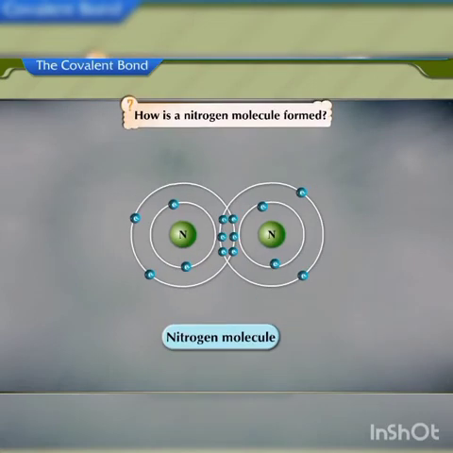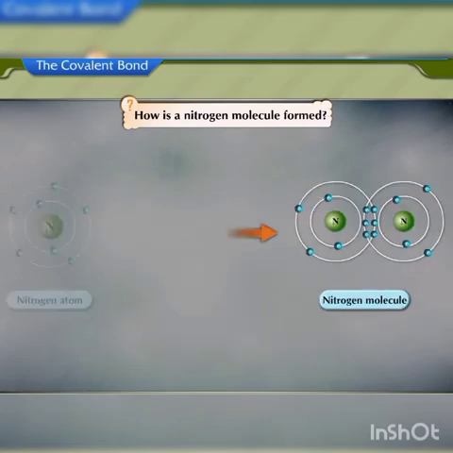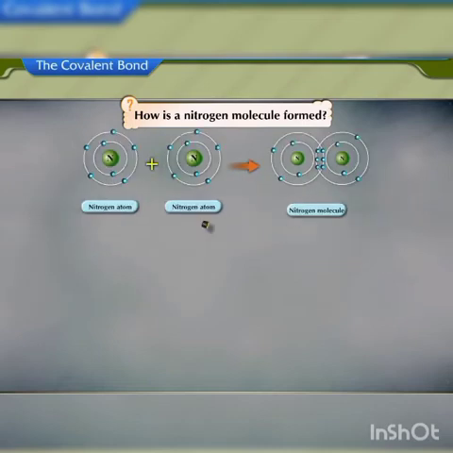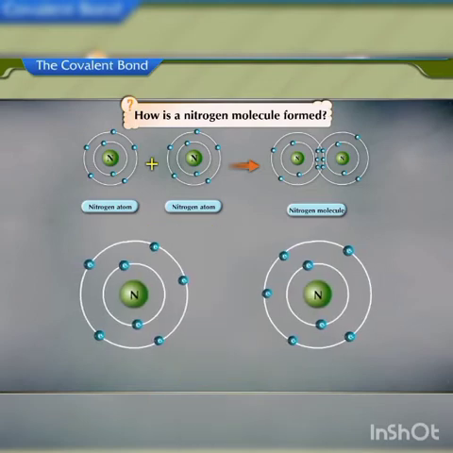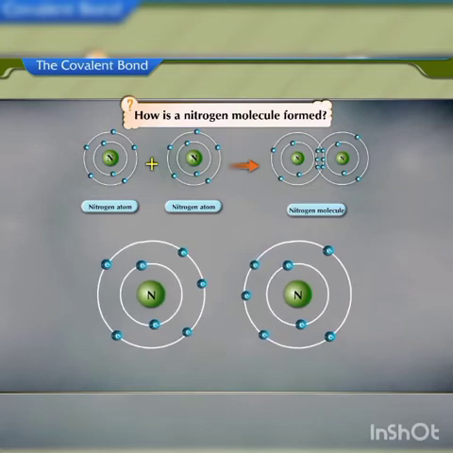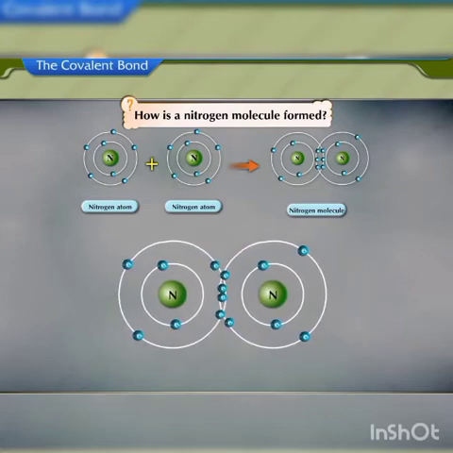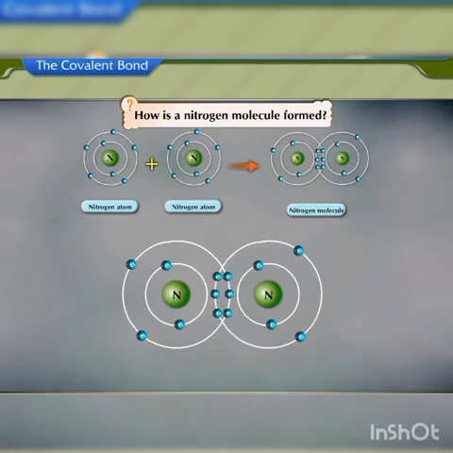How is a nitrogen molecule formed? Nitrogen molecule is formed by the combination of two nitrogen atoms. The atomic number of nitrogen atom is 7 and its electronic configuration is 2, 5. A nitrogen atom requires 3 electrons to complete its octet. If 2 nitrogen atoms are brought closer, 3 electrons from each nitrogen atom are shared between the 2 nitrogen atoms. Thus, the octet of both nitrogen atoms is completed.